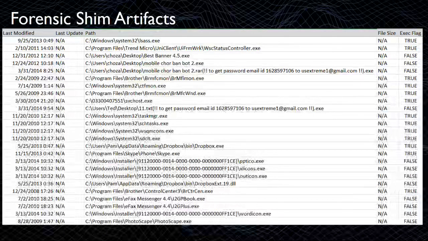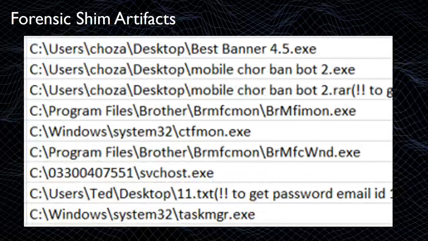This actually is a really useful artifact because if something executed, you probably want to know about it in the scope of a breach. So, anyone see anything in there that looks suspicious? Where is svchost.exe supposed to live? See, Windows System32? Yeah. And I'm sure that mobilechorebandbot2.exe is not good. So anyway, really useful artifact.